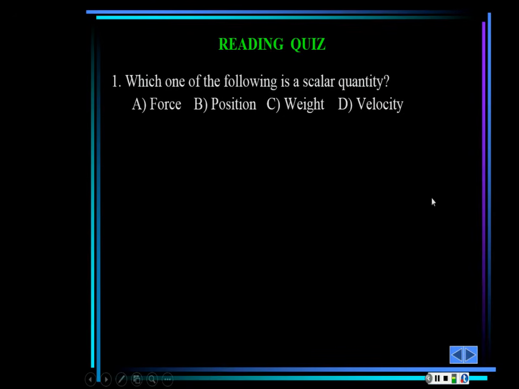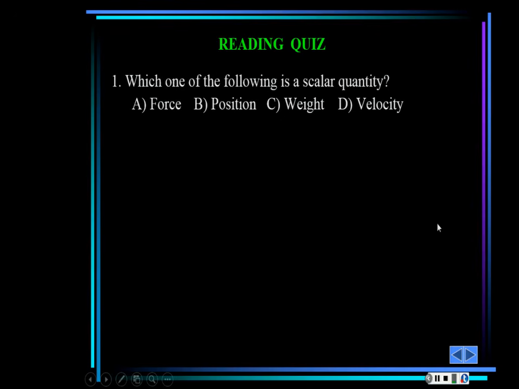Which of the following is a scalar quantity? A, B. B. Okay, now lower your hands. Let me tell you something. Whoever says B is also incorrect. What? Yes, it's also incorrect because position is not a scalar.